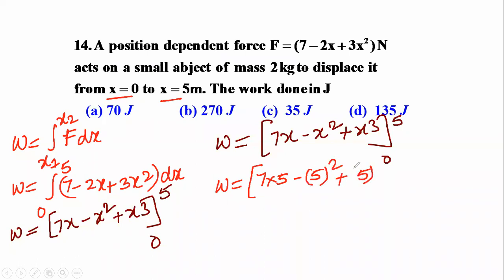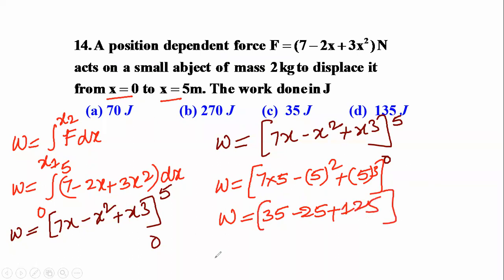plus 5 whole cube. Then W is equal to 7 5s are 35 minus 5 5s are 25 plus 5 whole cube, which means 125. Therefore, W is equal to 35 minus 25, which will be 10, so 125 plus 10, 135 joules. And simplifying we get D option is correct.